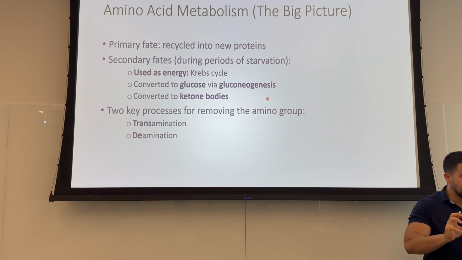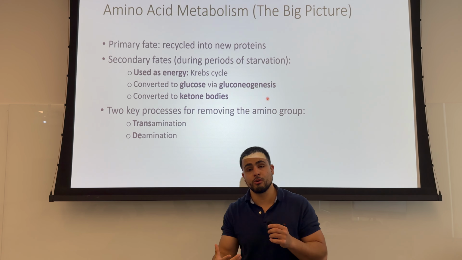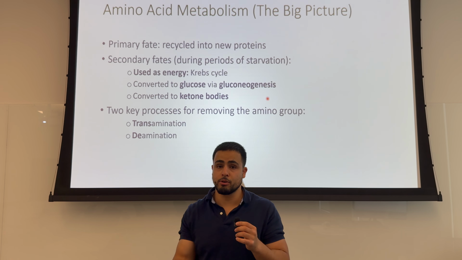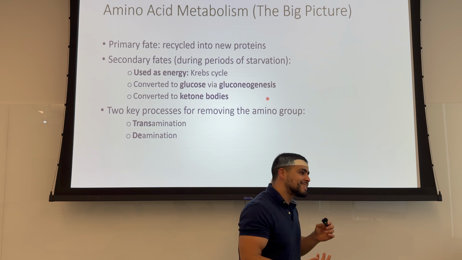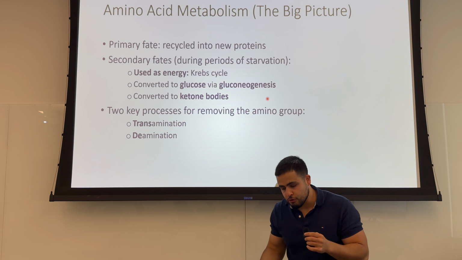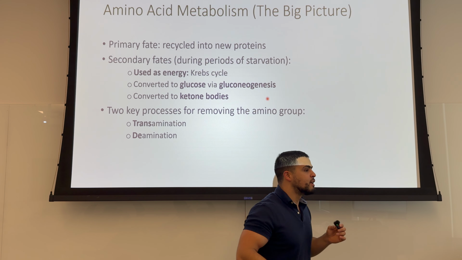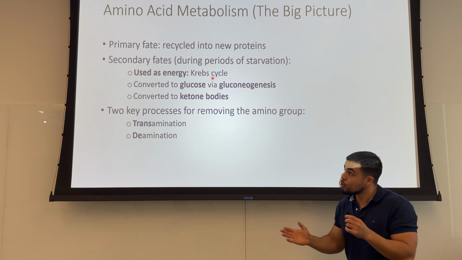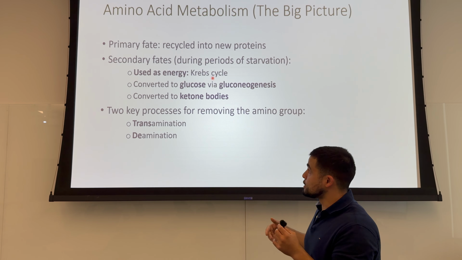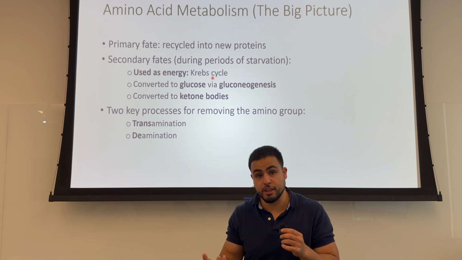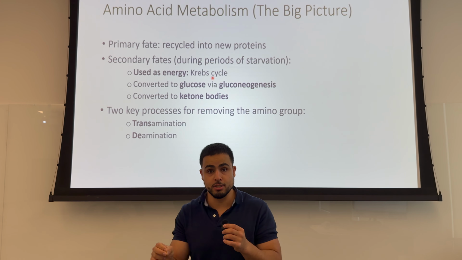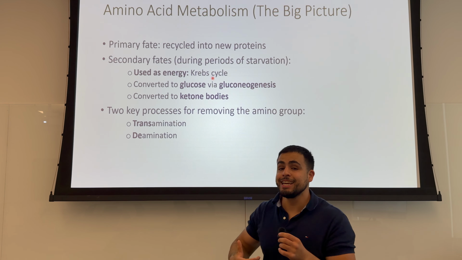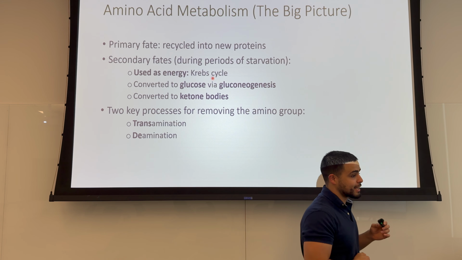So you can see right here that the primary fate for amino acids is going to be to recycle them, essentially use them to make more protein. So you break a protein down, you make another protein. But in cases where you have severe fasting or intense starvation, you're going to use them for other reasons, such as energy purposes in the Krebs cycle, or you're going to use them to synthesize glucose via gluconeogenesis, and these are specifically the glucogenic amino acids, as we'll see in a bit. Another alternative fuel source that you can form are ketone bodies, and these are specifically the ketogenic amino acids.